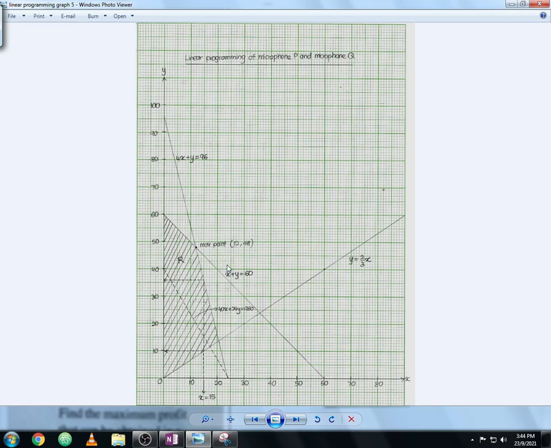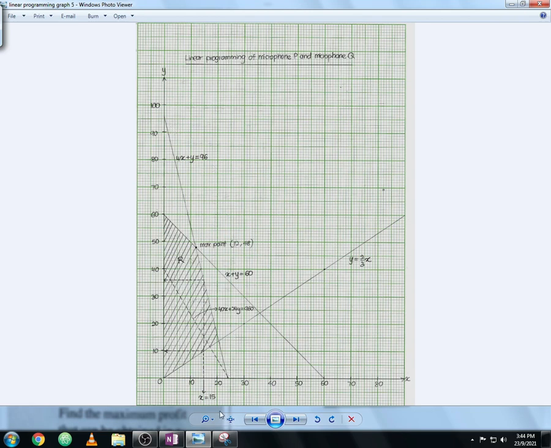Let us proceed to the second constraint. It mentioned here 4x plus y equals to 96, based on the constraint where 4x plus y less than equal to 96. Similar concept, I use the intercepts. The y-intercept is actually 96 and the x-intercept is actually 24.